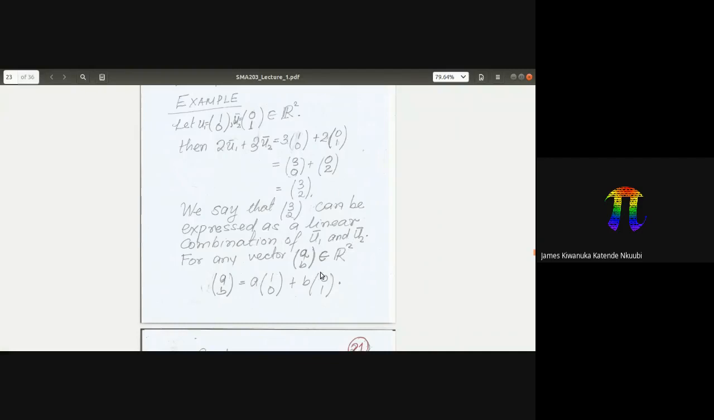Now we notice the following: if you pick any arbitrary vector in R2, so you don't care what A and B are, it will always be possible to write that vector as a linear combination of u1 and u2, because this (A, B) will be the same as A multiplied by 1, 0, which is u1, plus B multiplied by the vector 0, 1, which is u2. So any vector you pick in R2, it will always be possible to write it as a linear combination of these two vectors, u1 and u2.